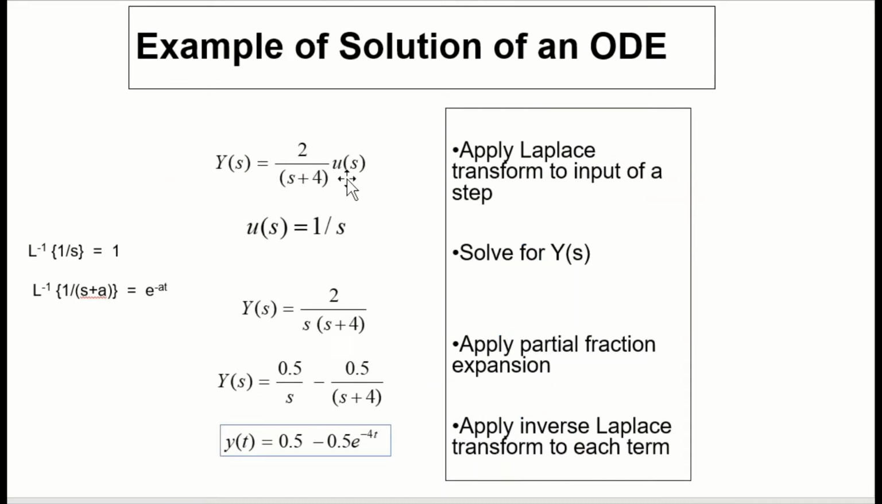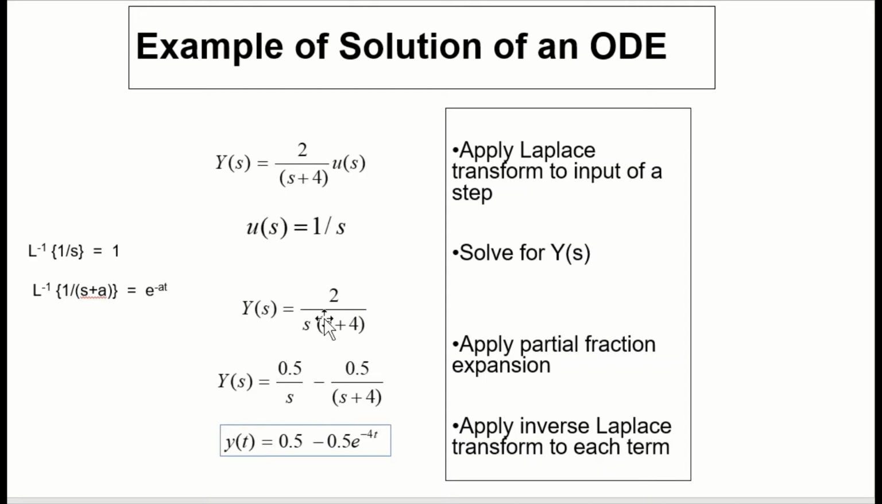Here we have 2 over s plus 4 as our transfer function. The type of response we want is a step. So because it's a step, it's going to be 1 over s. We then multiply this by this to get this term here, and then split this into partial fractions. I'll do some partial fractions for you, just to remind you how to do them in the tutorial.